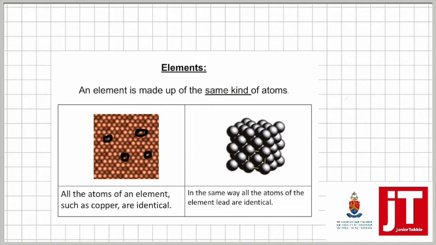On the other hand, if we look at the element lead, all of the atoms of lead are unique. They are particular to lead. They are not the same as any of the other atoms on the periodic table.